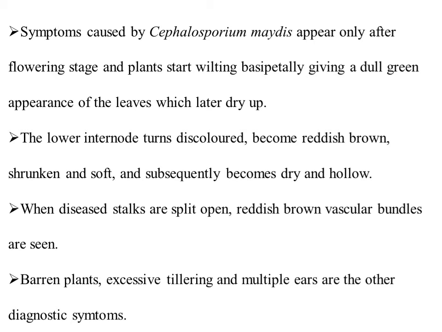When the stalks of diseased plants are split open, reddish brown vascular bundles are seen. Barren plants, excessive tillering, and multiple years are the other diagnostic symptoms.